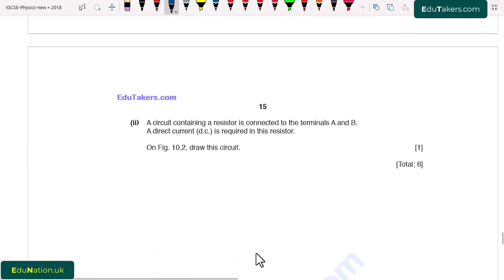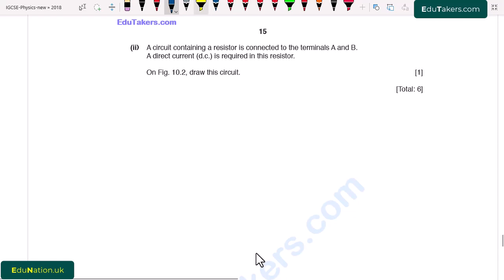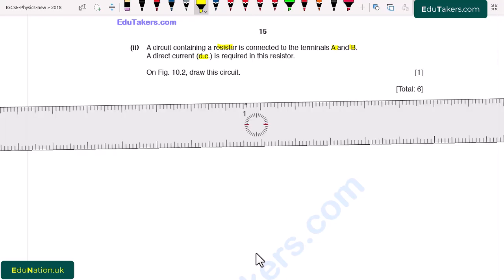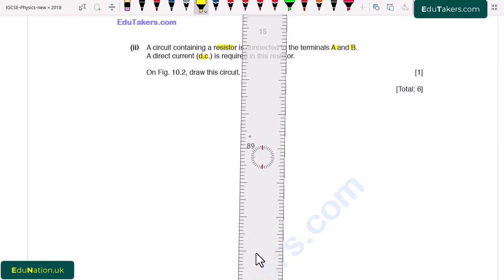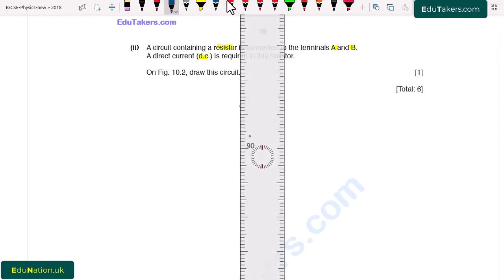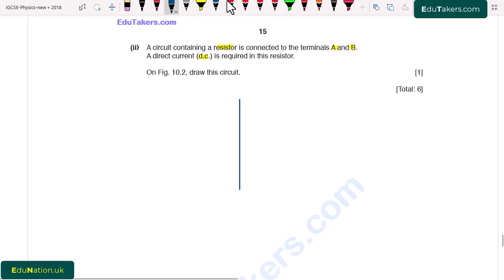So going towards the next part. Part 2. A circuit containing a resistor is connected to the terminals A and B. A direct current, that is DC, is required in this resistor. On figure 10.2, draw this circuit. So here we have to draw the circuit that contains a resistor and direct current is required for this resistor. First of all, you consider two terminals A and B. So these are the two terminals A and B.